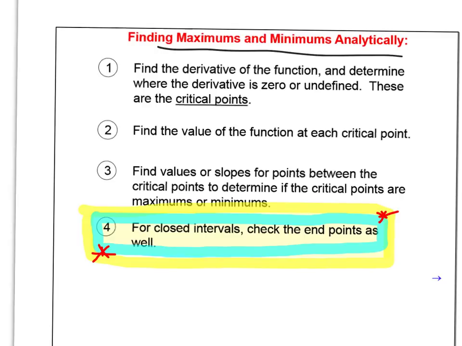I'll probably go too fast for you on this slide. You may want to pause it. Here's your procedure. This overlaps with probably the most important chapter of the year. First step, if you're asked for maxes and mins, is to find the derivative of the function, set it equal to 0, or find where it's undefined. Doesn't mean they're maxes and mins. It means they're possible maxes and mins.